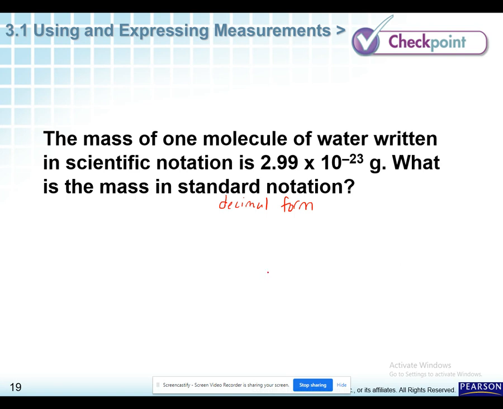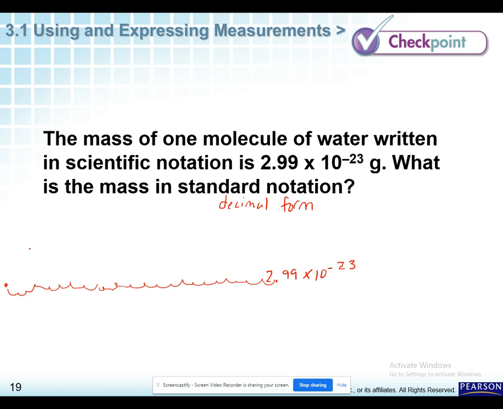So here you have 2.99 times 10 to the negative 23rd. If you have a negative number, you want to move to the left. What I always tell my kids is that since you have a negative number, you want to make this number smaller. So what I would do is I would find my decimal and move it to the left 23 times. So 1, 2, 3, 4, 5, 6, 7, 8, 9, 10, 11, 12, 13, 14, 15, 16, 17, 18, 19, 20, 21, 22, 23. And then my new decimal goes out here.